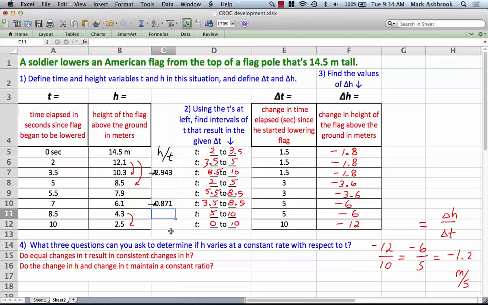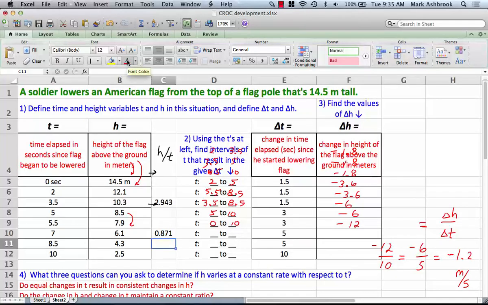So this doesn't thwart us, all right? It doesn't mean that H and T are not in constant rate. Quite on the contrary, okay? What needs to be in a constant ratio? The change of H and the change of T. Okay, so the fact that T is going up and H is going down, this could never maintain a constant ratio, because time is increasing while height decreases. You could never have a constant ratio of those two, but you can have constant rate of change. Okay, the height always goes down negative 1.2 times as much as the time increases, and that brings us to our last one.